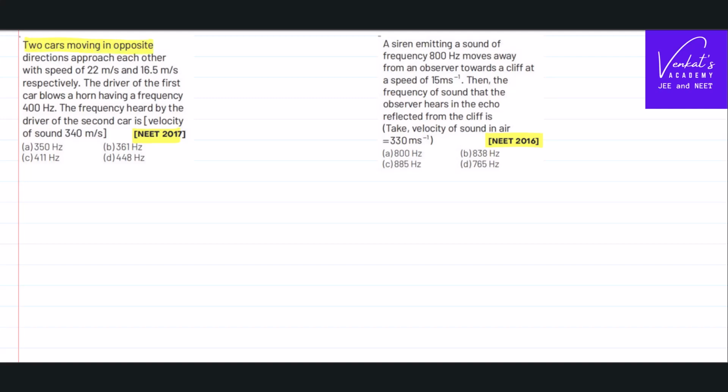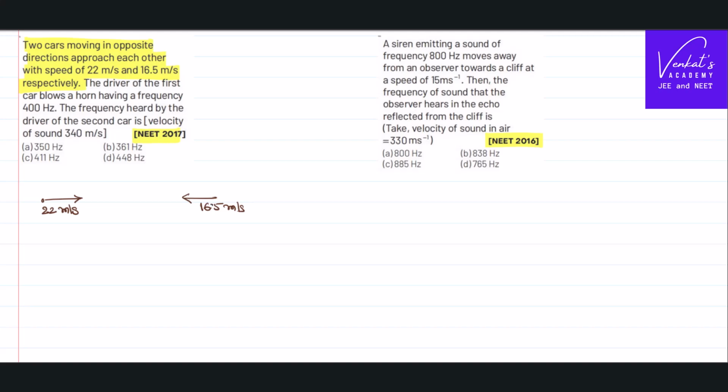Two cars moving in opposite directions approach each other with a speed of 22 and 16.5 meter per second respectively. So let us draw that path. What is the meaning of that? How do you visualize that? Let me try to show. So this is car 1, this is car 2 approaching each other, one with a velocity of 22 meter per second, another with a velocity of 16.5 meter per second.